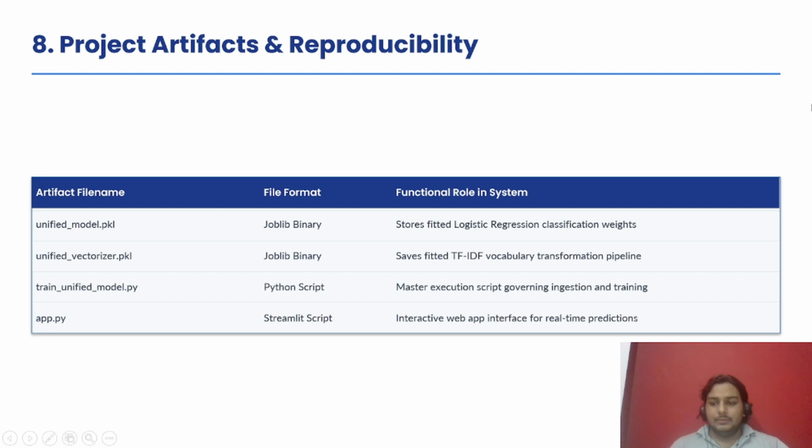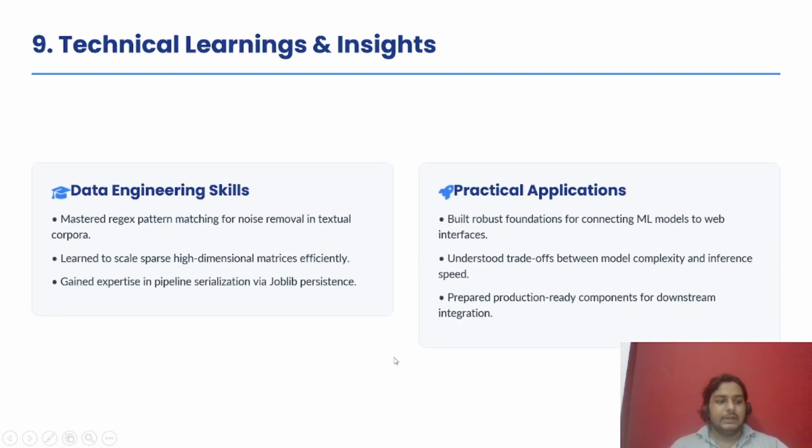Technical learning. Reflecting on key technical learnings, in data engineering, I gained hands-on experience mastering regular expressions for noise removal, managing high-dimensional sparse matrices, and executing pipeline serialization via joblib. A practical insight: I developed a deeper understanding of the trade-off between model complexity and inference speed, and learned how a linear model with quality n-gram features can match or exceed heavier algorithms in text classification.